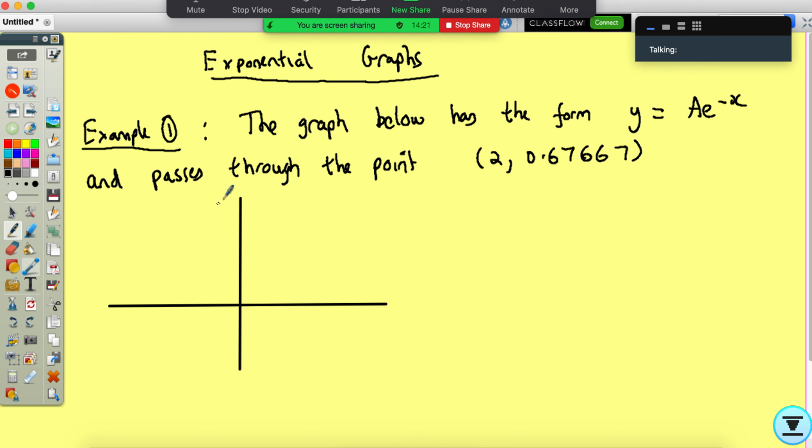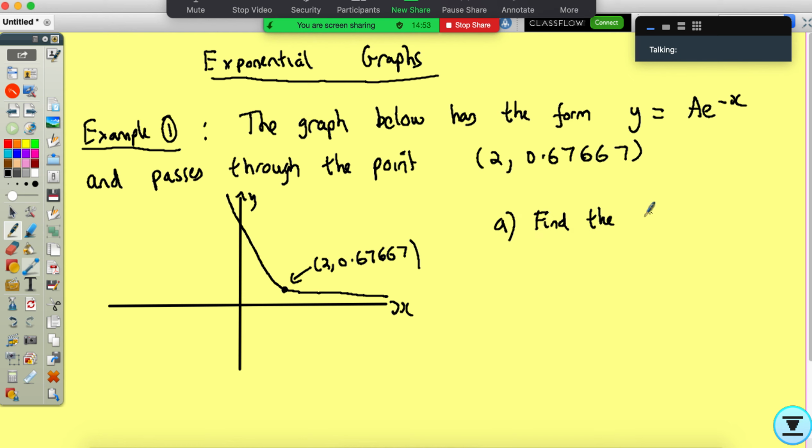Yep, so making sure my graph makes sense. It doesn't look that much like an exponential, but it will do. So this is like an exponential decrease, right? Exponential decrease graph, right? So I'm telling you, it's going through this point here, which is 2 along the way and 0.67667 up the way, right? A. Find the value of A to 1 decimal place.